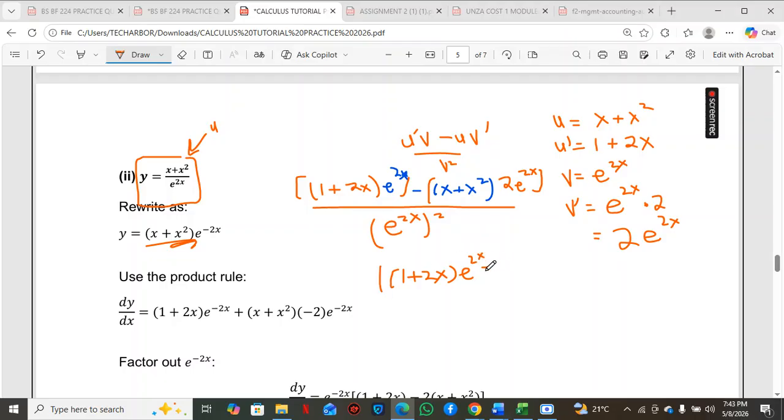Put this in parentheses, minus x plus x squared, 2e to the power 2x, over e to the power 4x. All right, colleagues.